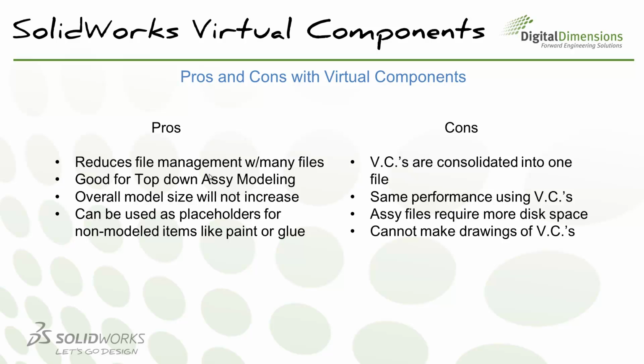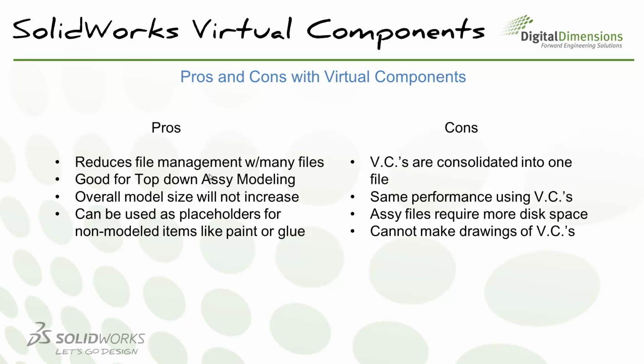Another pro is that it's good for top-down assembly modeling. If you're making changes and you want to reference components, it becomes easier to move them from one to the other. So I guess you can merge those two bullets together. Also, overall, if you're doing an assembly with sub-assemblies, top-level components, and you have a couple of virtual components, your overall model size will not increase or decrease. You're just displacing where you're placing your components. You still have to have disk space for them, whether that be as separate items inside of a folder in Windows Explorer or embedded within the general parent assembly.